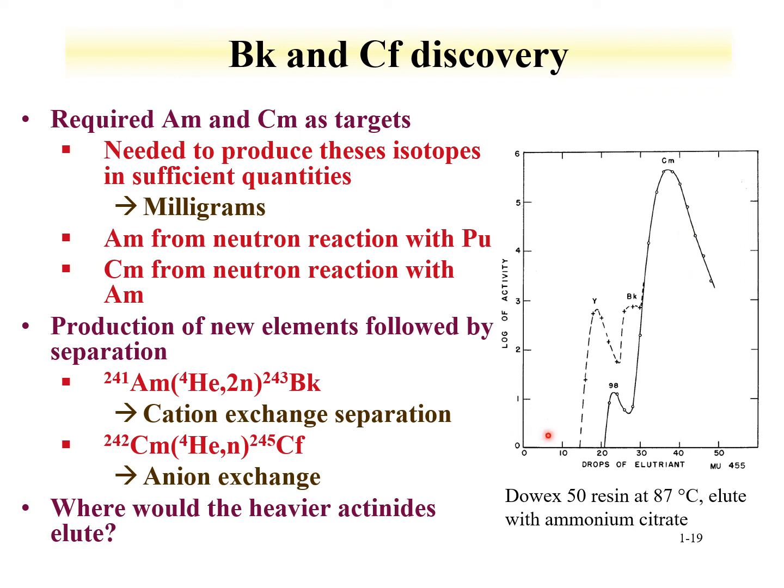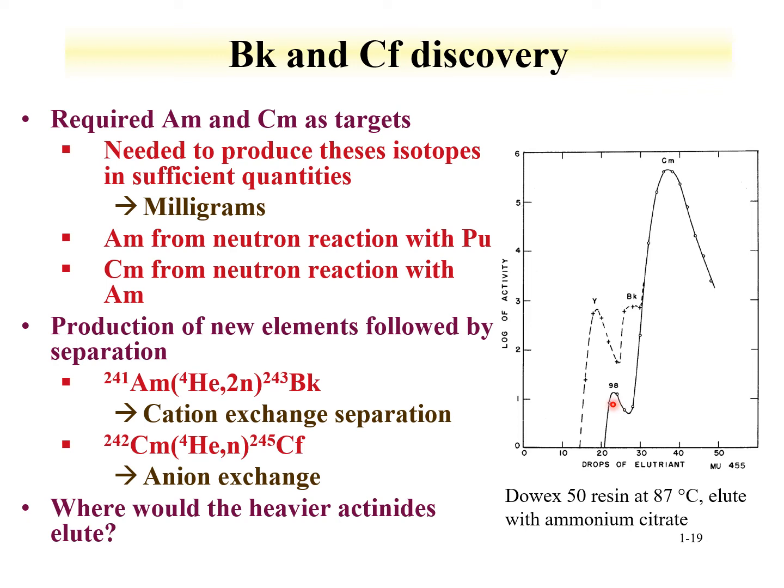The lighter the element, the longer it takes for it to elute, so the heavier elutes first. This has to do with the change of the ionic radius. As the lanthanides get heavier, as the actinides get heavier, the ionic radius contracts. So if we use this method to investigate new elements, where would you expect the heavier actinides to elute?